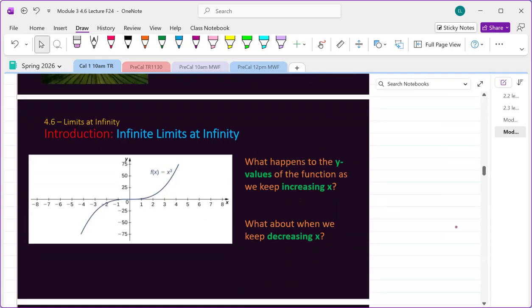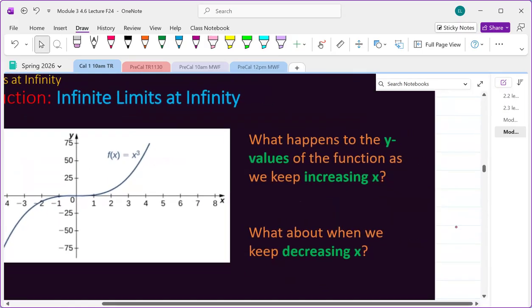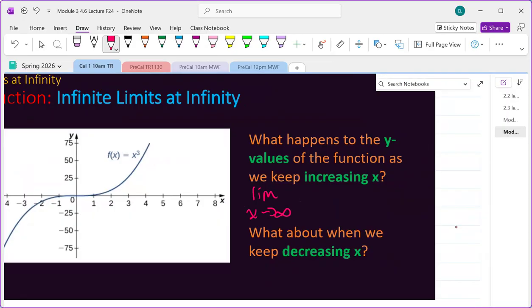All right, now, just like we talked about earlier, if we're looking at a polynomial like x cubed here, as we plug in increasing x values, the function just shoots off to infinity. So the limit as x approaches infinity of x cubed will equal positive infinity.